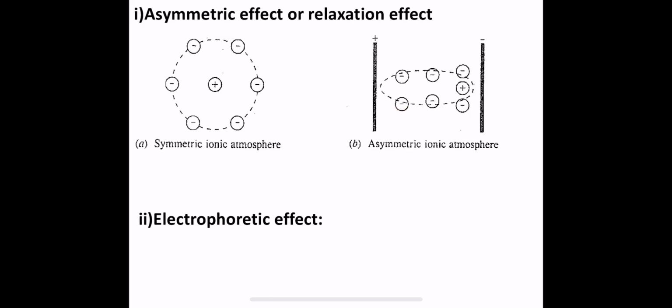Hence the positive ion experiences a force which pulls it backwards, and this decreases the velocity of the ion. Since the negative ions will be attracted towards the anode, this attraction will pull the positive ion backwards as it moves towards the cathode, and it will have a decrease in velocity. So the movement of this positive ion will not be that easy, and it will face a decrease.